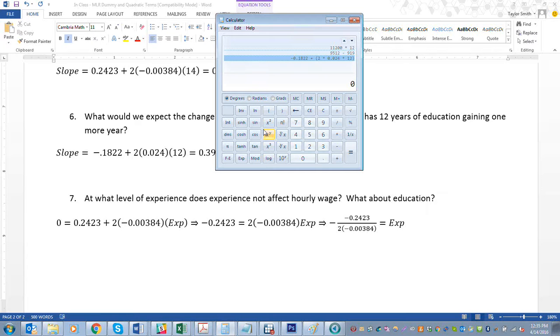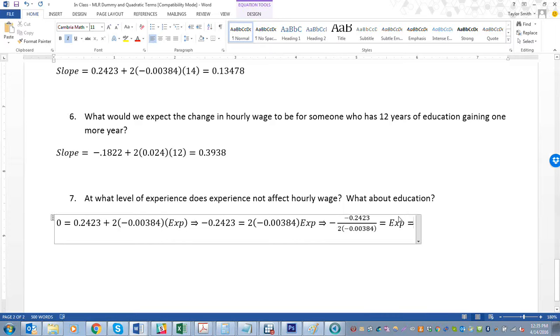We end up with negative 0.2423 divided by 2 times negative 0.00384, close that parentheses, hit enter, and we get 31.55. So experience is equal to 31.55. So once you hit about 32 years of experience, somewhere between 31 and 32 years of experience, your experience stops mattering. There you go.